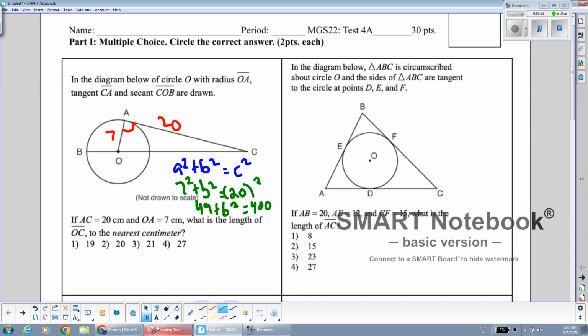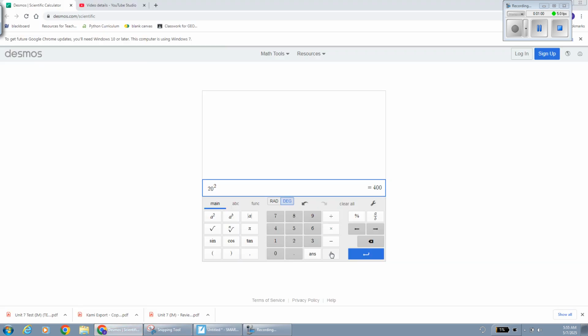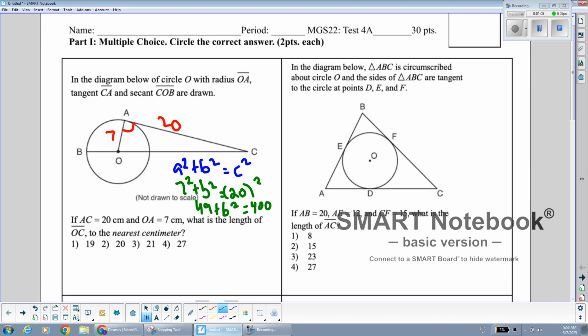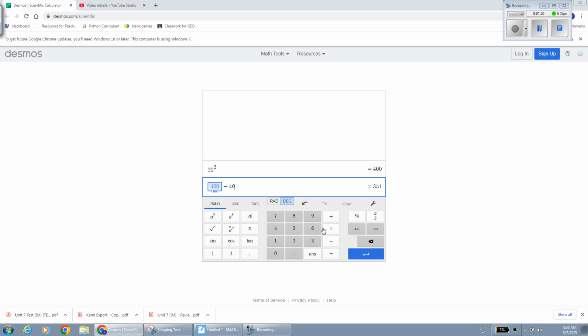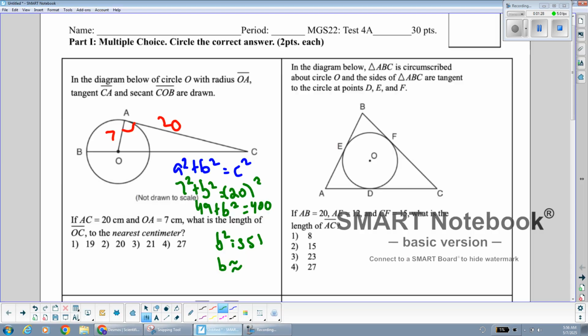From here, I'm going to subtract 49. And then I'm going to take the square root. And it does say to the nearest centimeter, so it's not going to work out exactly. And that's about 19.